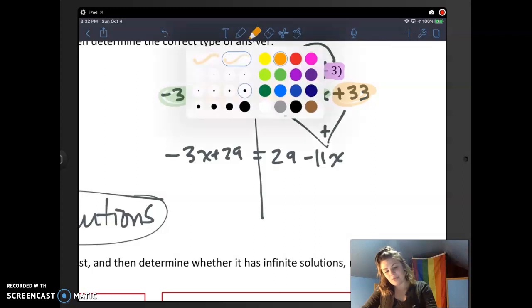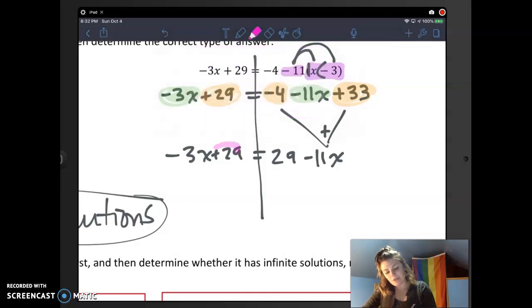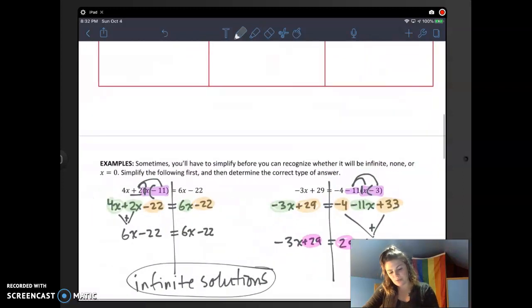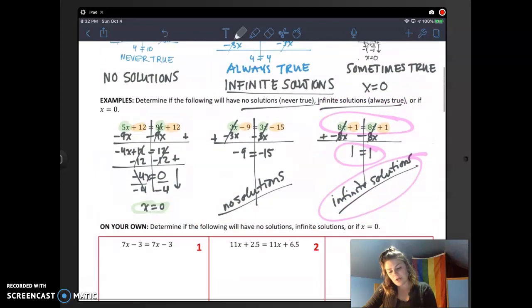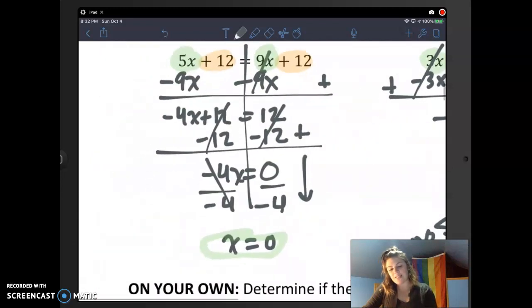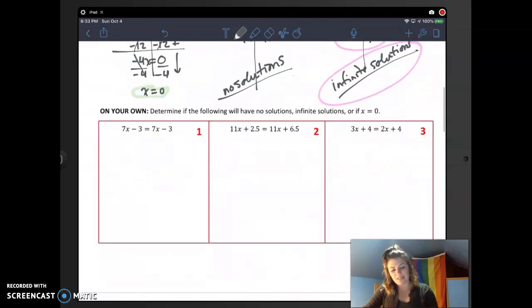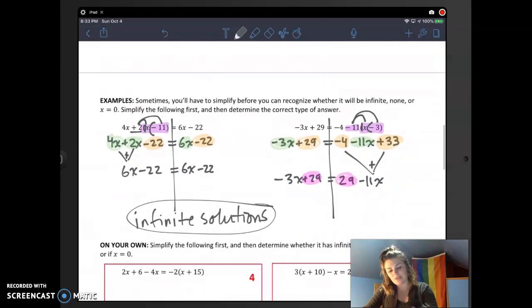Now, you might notice that we have two groups of positive 29 on both sides. So which of our examples looked like that from before? This first one had the same group of ones but different group of x's. And so what's going to happen? We're going to end up getting x equals 0 as our final answer. So x equals 0 is going to be our answer.